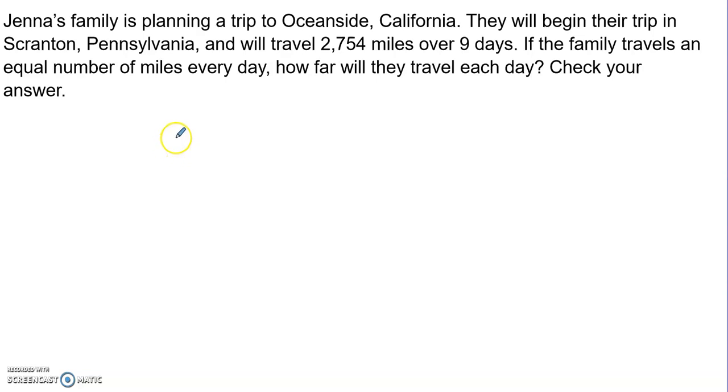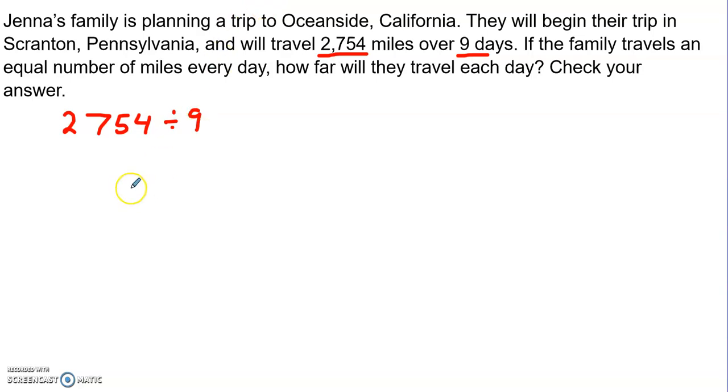Check your answer. So when I read this, I see right here that we have 2,754 miles and we have 9 days. So I have to determine which one is our dividend and which one's our divisor. So I see in reading this problem, I need to break up the 2,754 miles. So that is my dividend, right? And my divisor is the 9, so I'm dividing by 9.